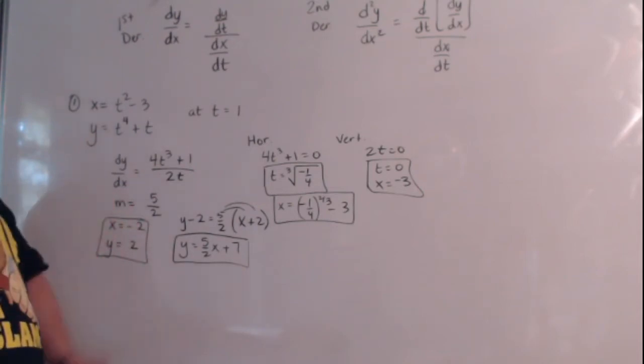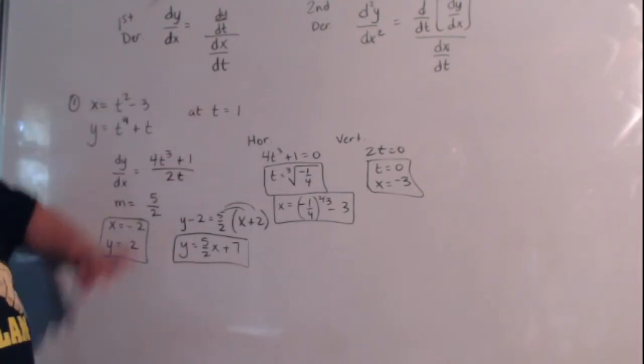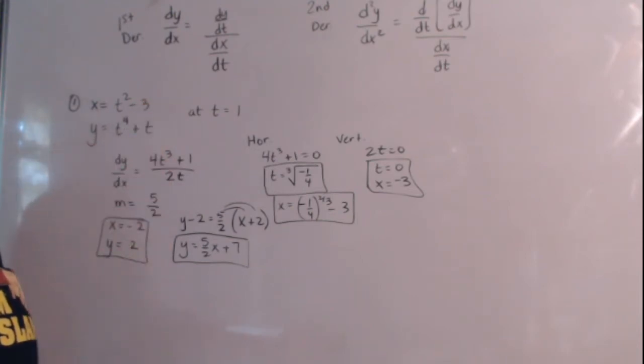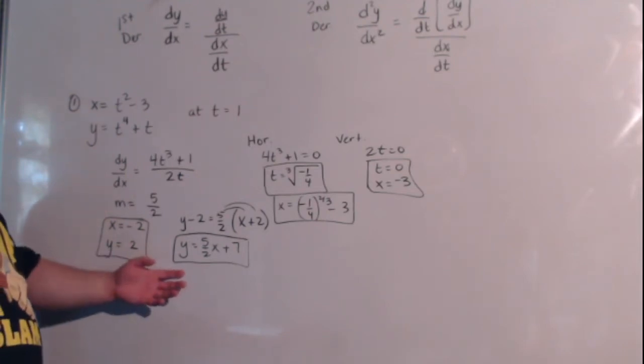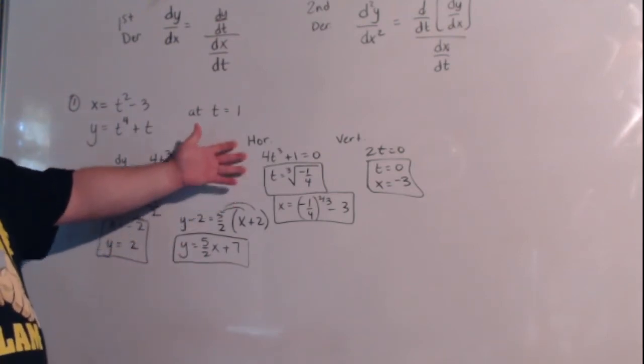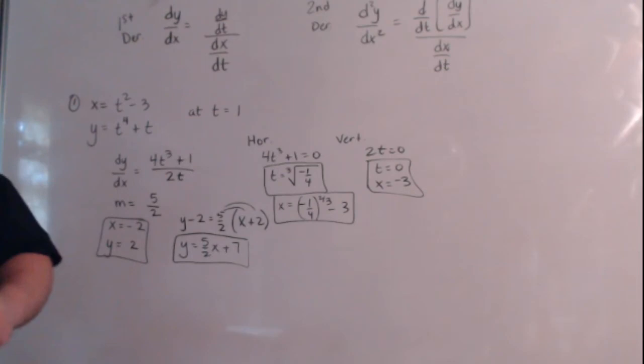So not a whole lot of new stuff. We just have a new formula, and we just have to plug in all these pieces using our basic calculus, our algebra, right? Finding our equation of a line, and then just doing some solving of algebra for the horizontal and vertical tangents.